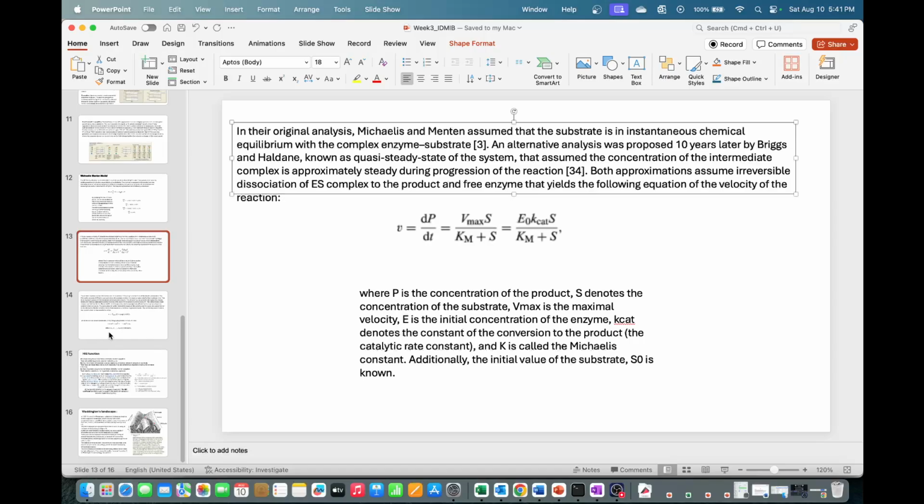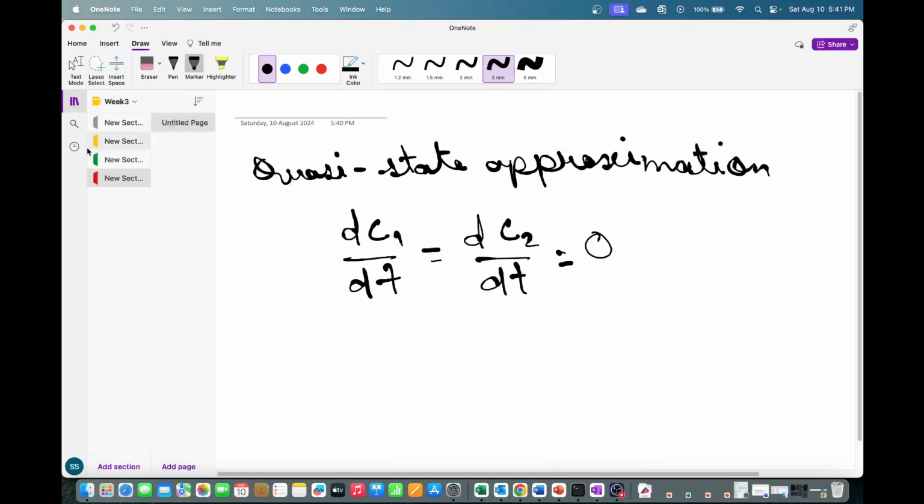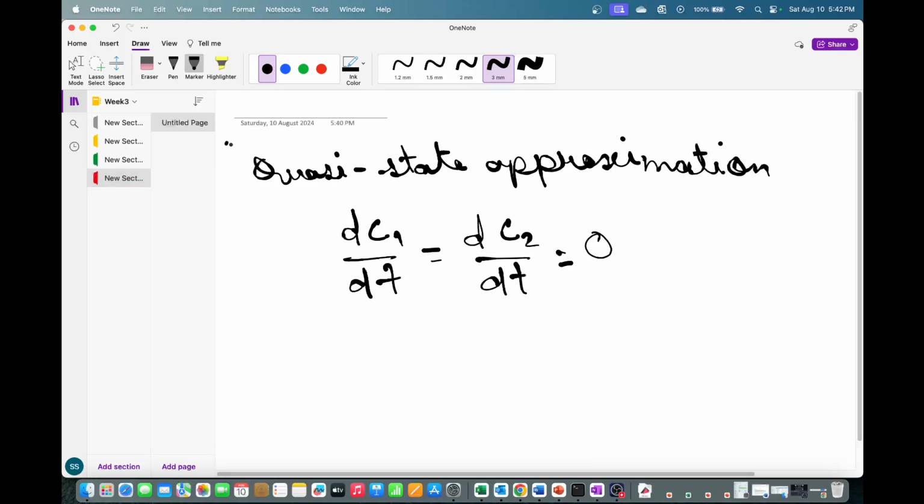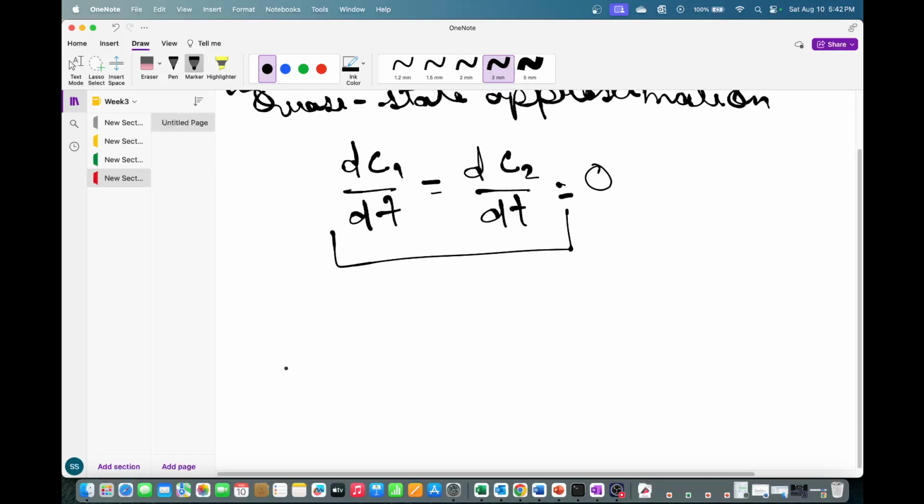So C1 and C2 here are basically your intermediary products, because these will not be at the end of the reaction. So these are intermediate products. So the rate of change of these should be equal to 0. So that is what is known as a quasi-state approximation, where you put this thing dC dt equal to 0. Now the solving is a very big equation to solve. So I've done it myself, and I'll just give you the answer like this.